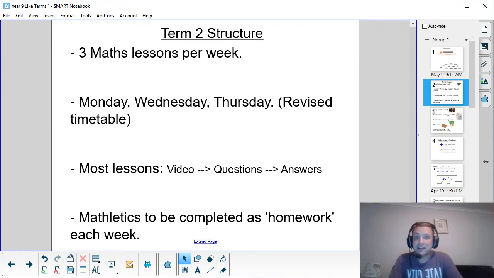On top of those 3 lessons, because you are expected to do a bit more maths than other subjects, you should be doing a bit of maths every day. I'll be uploading some Mathletics tasks for you to do outside of your normal class time. So you might do those on Friday because they'll be based on the work we've done for that week.